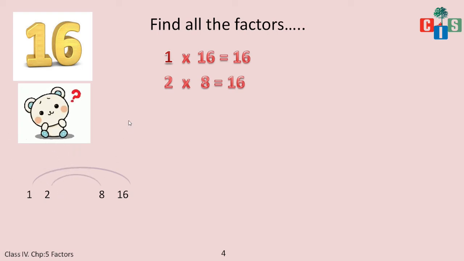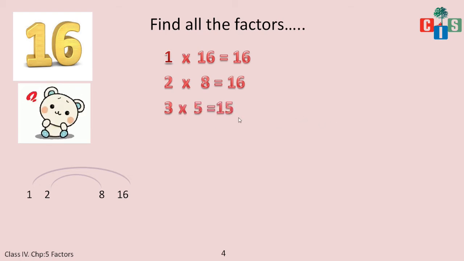Now moving on to the number 3. In 3's table, I think we don't have 16. Yes, but 3 multiplied by 5 will give me 15, so we don't have 16. So what I can say is 3 will not be a factor of 16, and even 5 will not be a factor of 16.